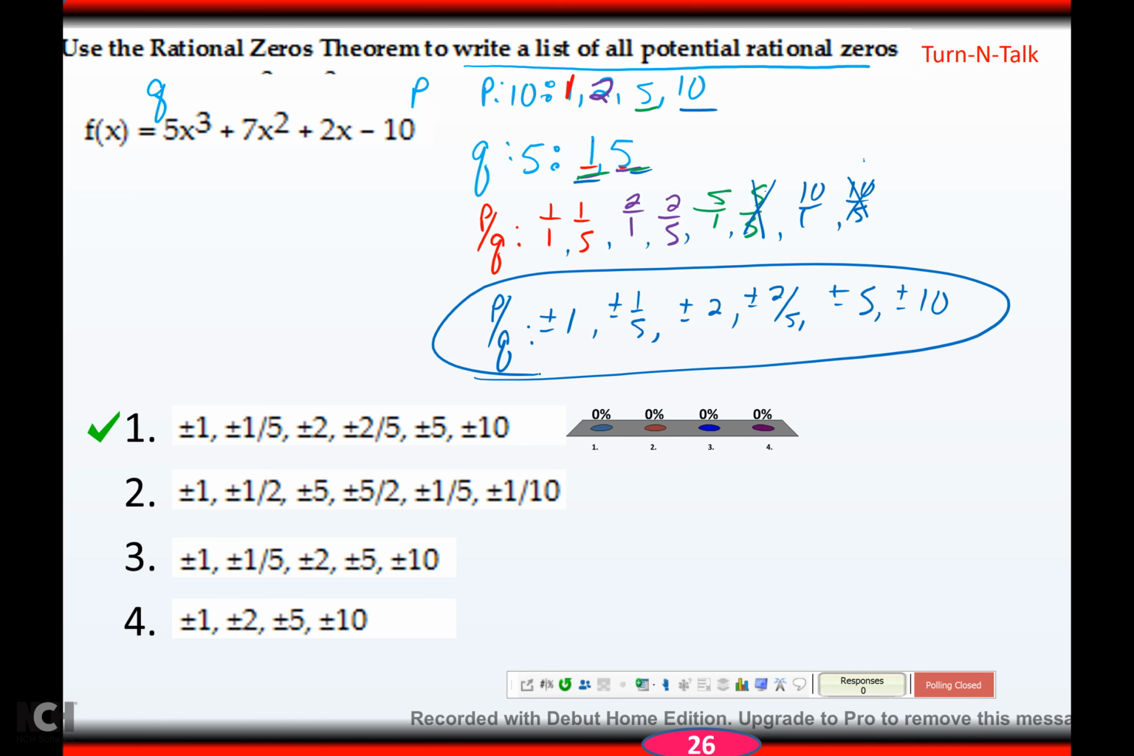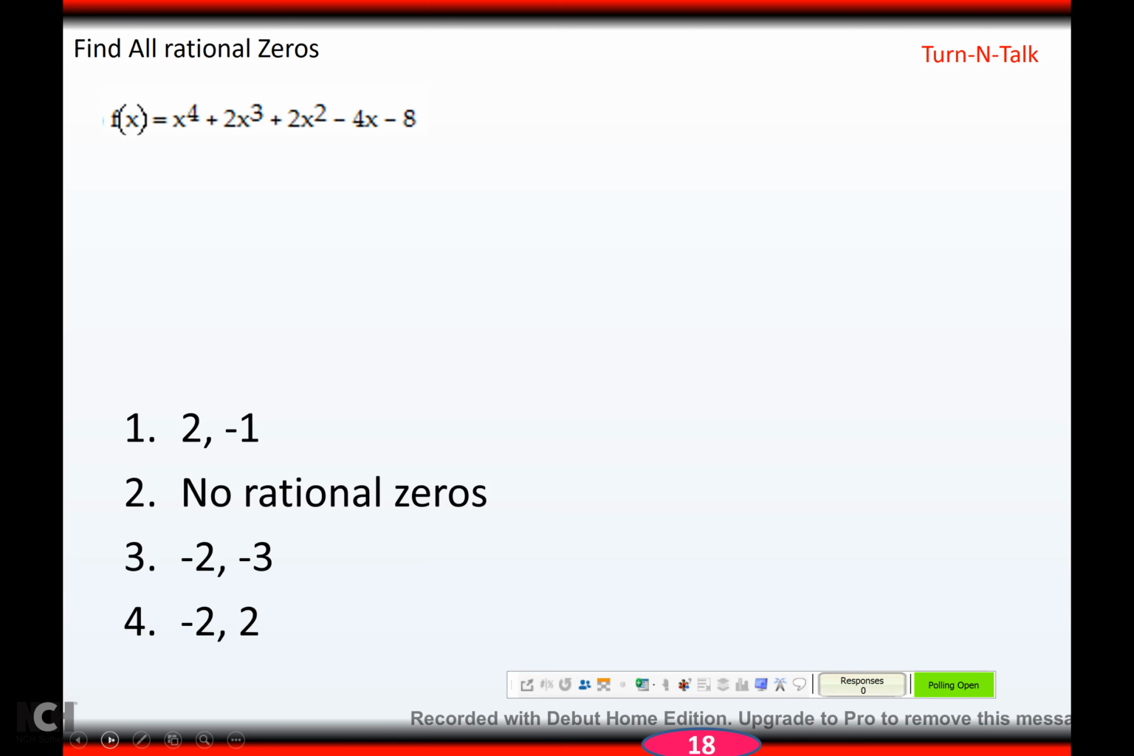Okay? Alright. And try this one. Now this one says find all of the rational zeros. Hit pause, come back when you're ready. And did you find there were none? Okay, I can make my PQ list.